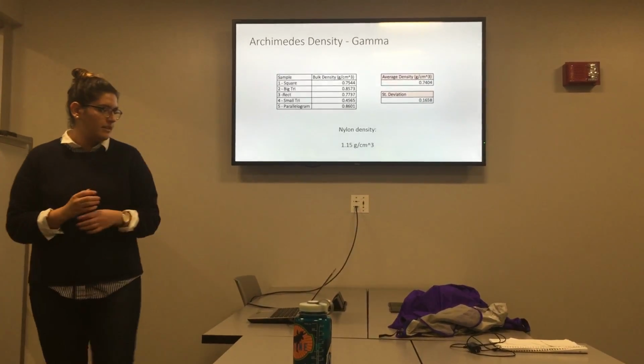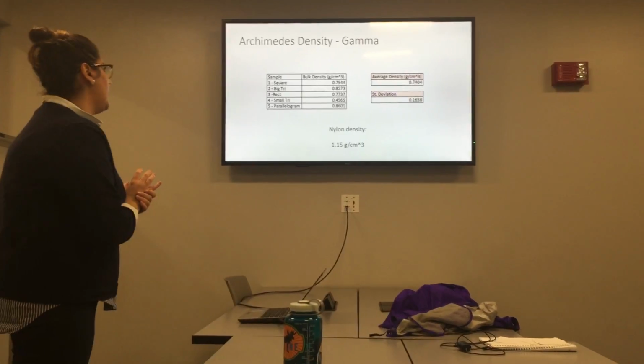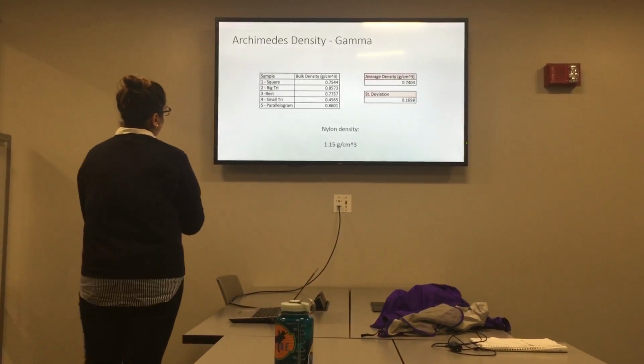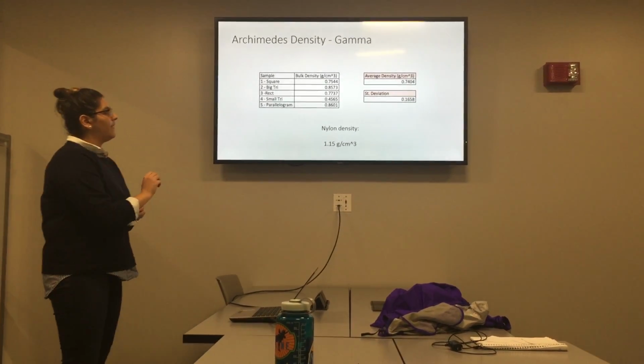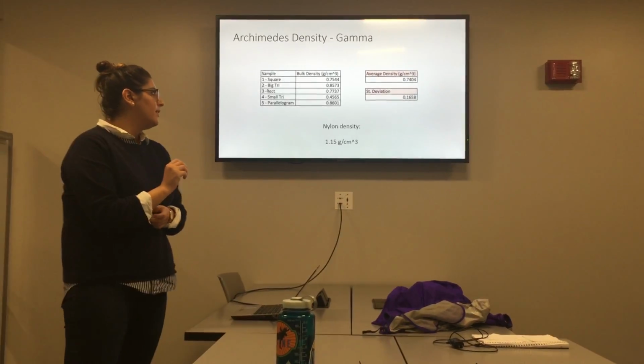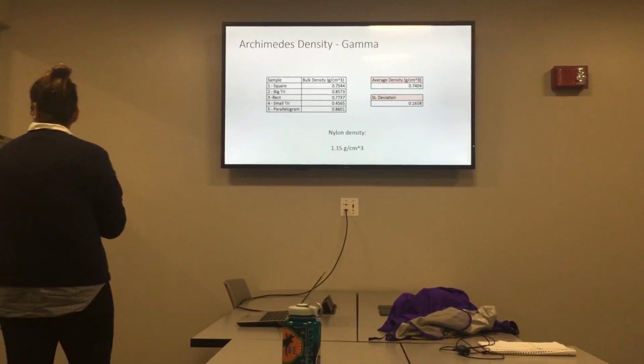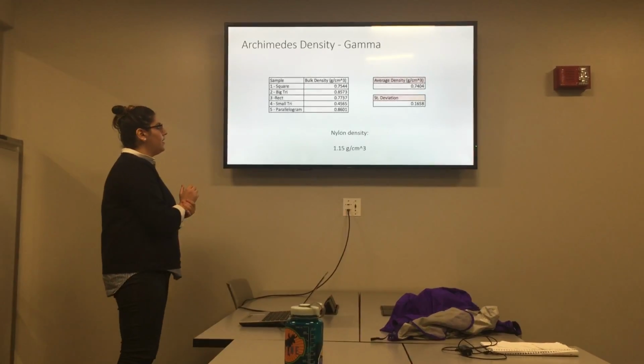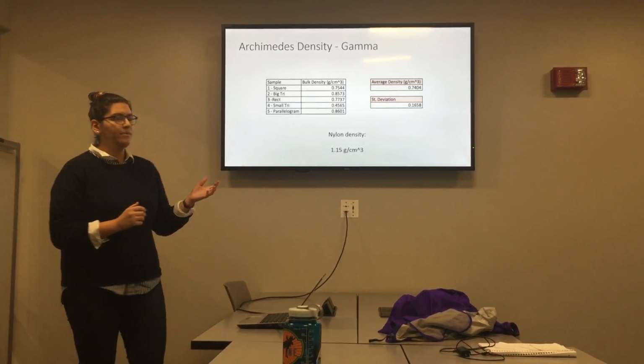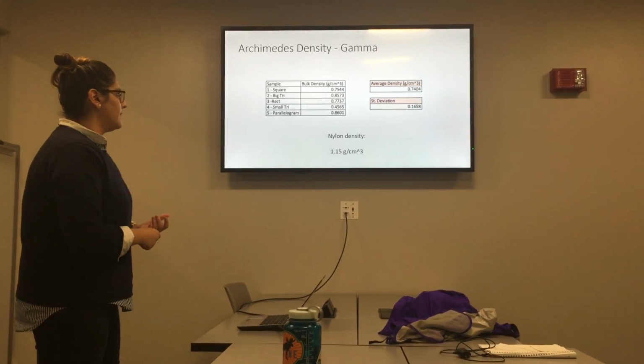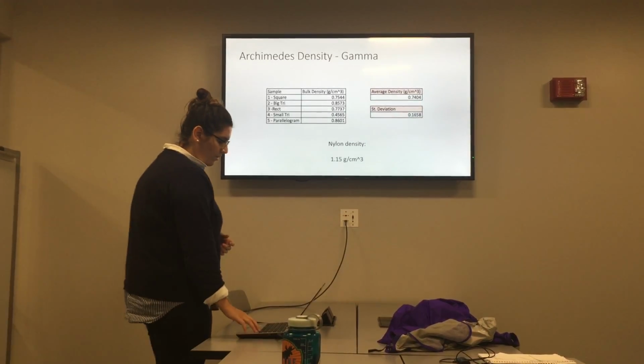So this is the Archimedes density data for the unknown gamma. This one had an average density of 0.74, and then again a very high standard deviation of 0.16. So that ends up being pretty close to 20% of the average value. So you're going to get something that's way too wide of a window to call good results.